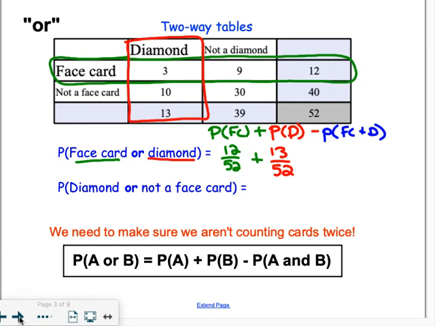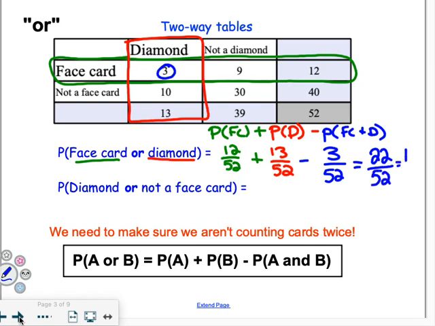And then this is why we have to be careful. Notice when adding those numbers up, we counted that 3 twice. That's really the probability of being both a face card and a diamond. So we've got to subtract that piece, to make sure we don't double count it. If we add these together, 12 plus 13 is 25, sorry, minus 3 is 22 over 52, which we can then reduce down to 11/26.